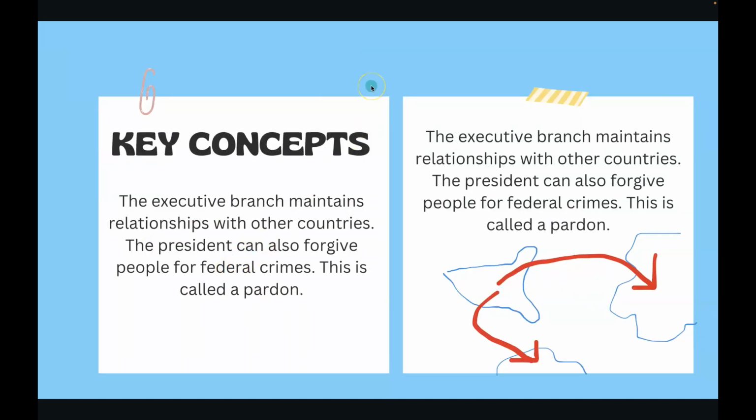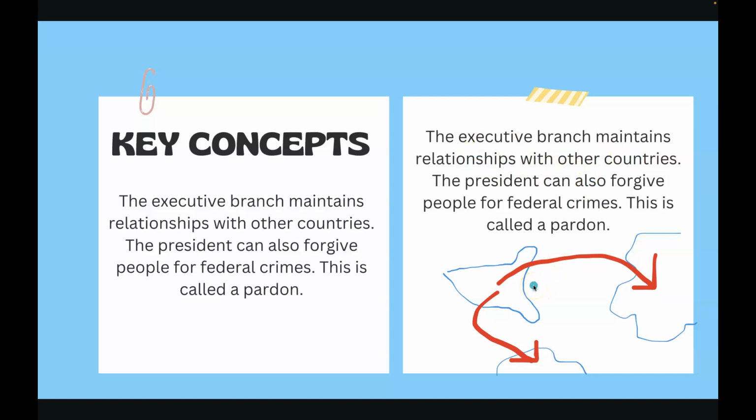And the fourth and final one was the key concepts one. So highlighting key concepts. You could do this for long readings or short readings. So for this one, it was talking about the president. Like the jobs of a president, and said the executive branch maintains relationships with other countries. The president can also forgive people for federal crimes. It's called a pardon. And so for the executive branch maintains relationships with other countries.